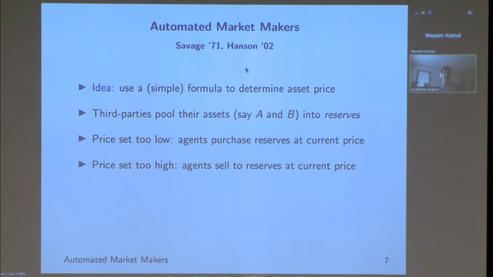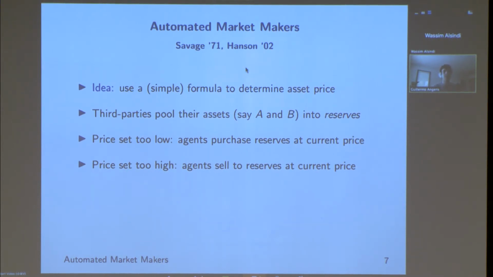In this case, the market makers or third parties are just going to pool their assets into boxes that they keep as part of the market making process. We'll call these assets A and B, and we'll call these boxes reserves. And the formula simply maps the reserves to a given price. It says, if the price is set too low, then agents will buy from the reserves at the given price. And if the price is set too high, then agents are incentivized to sell to the reserves at the current price.